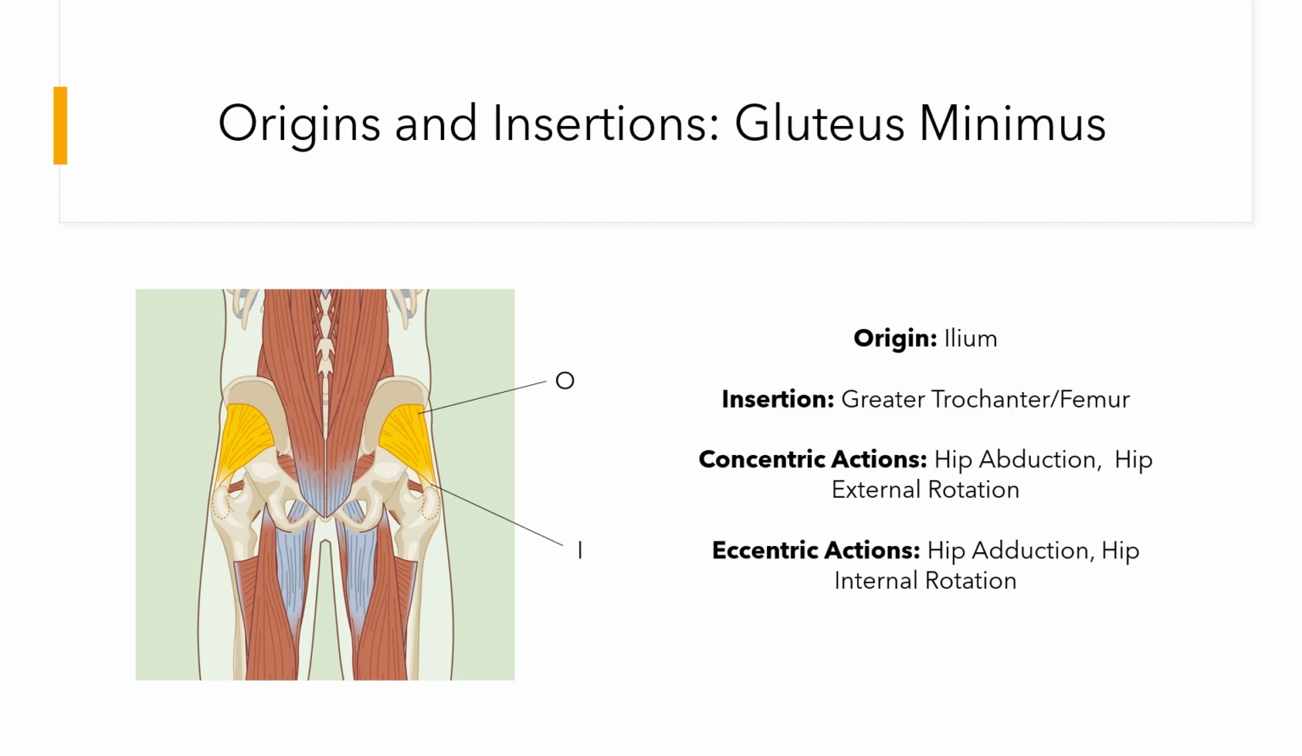So this is useful for things like pivoting, turning, anything where you have to open your body to change direction. You're going to need decent glute minimus contraction and strength.